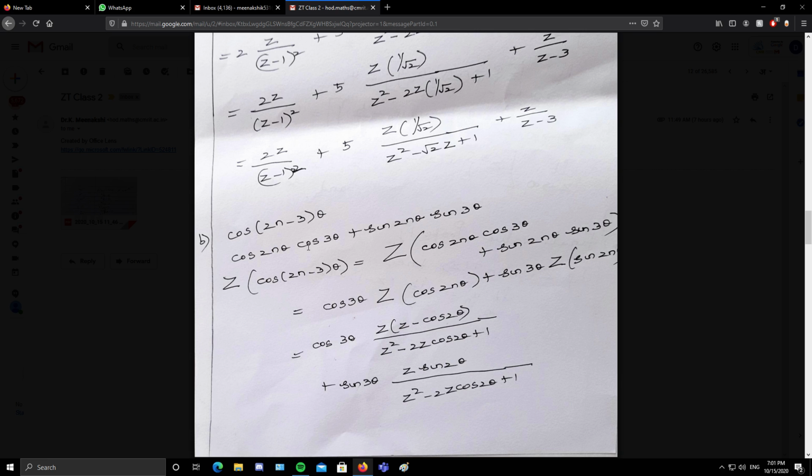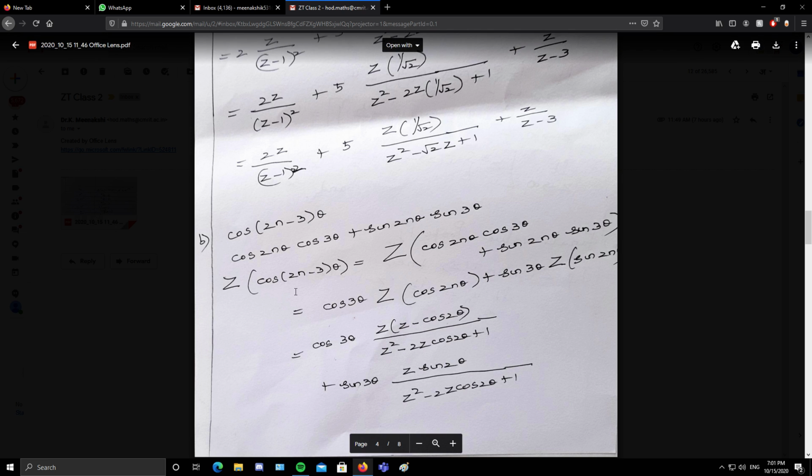So cos of a minus b is cos a cos b plus sin a sin b. So I am taking Z of cos of 2n minus 3 theta is Z of cos 2n theta cos 3 theta plus sin 2n theta sin 3 theta. Now here cos 2n theta and sin 2n theta are the nth terms, but cos 3 theta and sin 3 theta are constants.